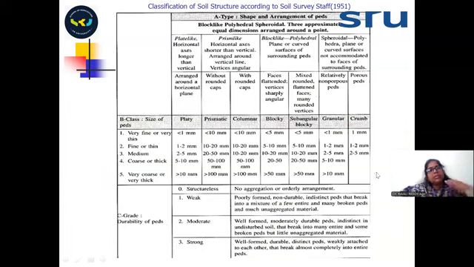So here, you can write in the exam like this. Here you can see very clearly it is given. So for platy, what is very fine? For prismatic, very fine means what? Columnar, very fine means what? Like that, this table you can represent while writing in the exam. It is given by Soil Survey Staff in the year 1951.